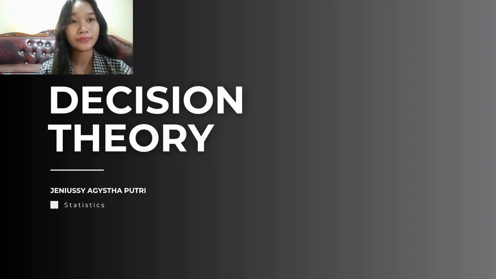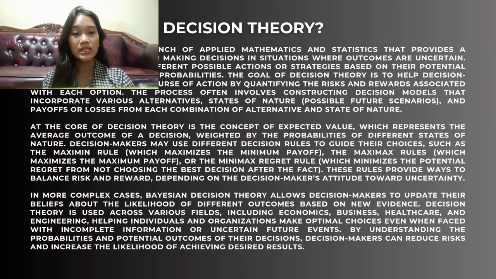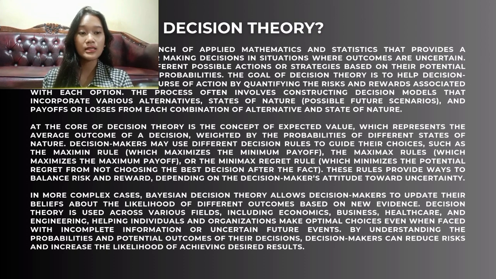So here in this last video, I will tell you what decision theory is. So the first thing is decision theory. Decision theory is a branch of applied mathematics and statistics that provides a systematic framework for making decisions in situations where outcomes are uncertain. It involves evaluating different possible actions or strategies based on their potential outcomes and associated probabilities.